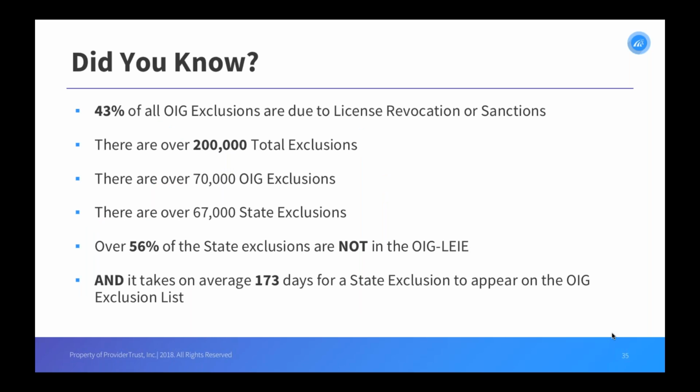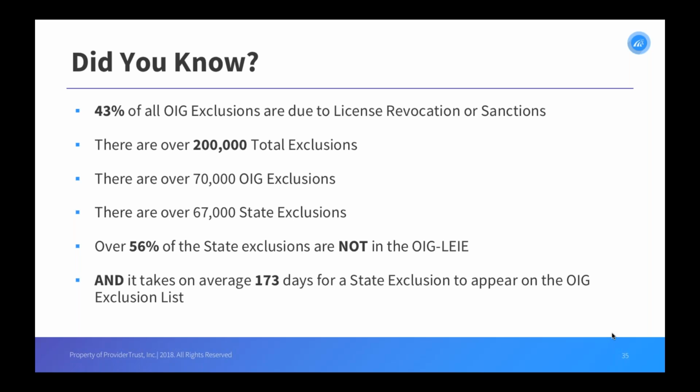Right? Did you know that 43% of all OIG exclusions are due to license revocation or sanctions? Just mentioned that, but there's the actual statistic. There's over 200,000 total exclusions in the universe today, right, as it relates to the United States healthcare system. 70,000 of those are on the OIG. Another about 70,000 are state Medicaid exclusions as well. And as per the Affordable Care Act legislation, if you're excluded in one state, you're excluded in all.